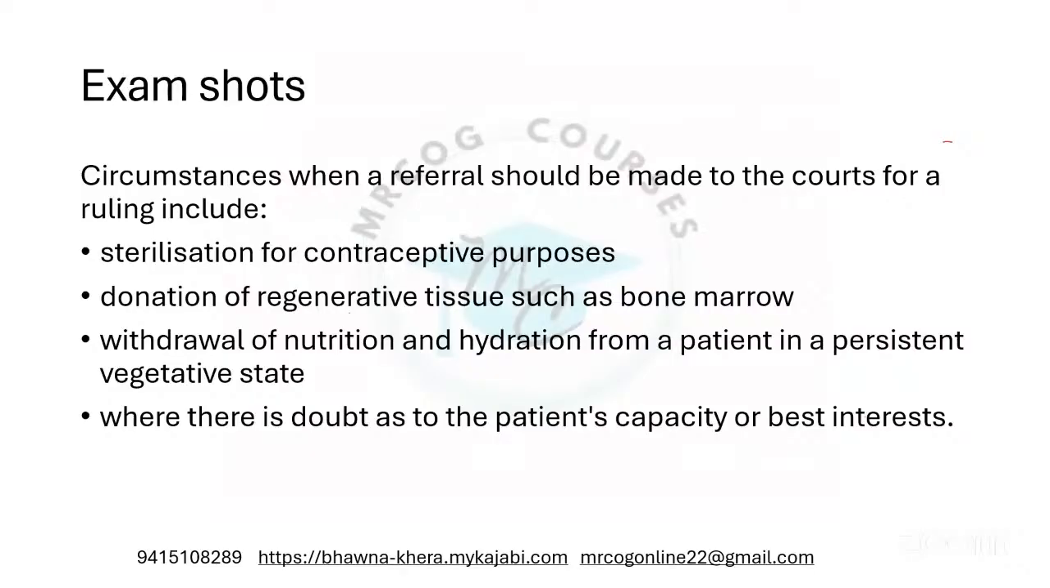Circumstances when a referral should be made to the courts for a ruling include sterilization for contraceptive purposes, donation of regenerative tissues such as bone marrow, and withdrawal of nutrition and hydration from a patient in a persistent vegetative state, where there is a doubt on the patient's capacity or the best interest. You should always go for the legal route.